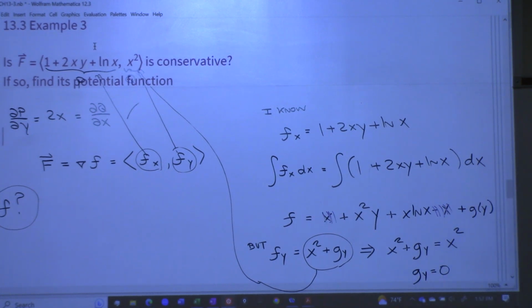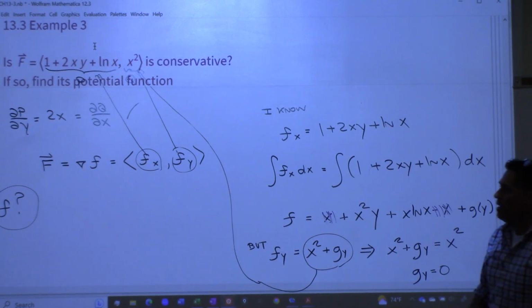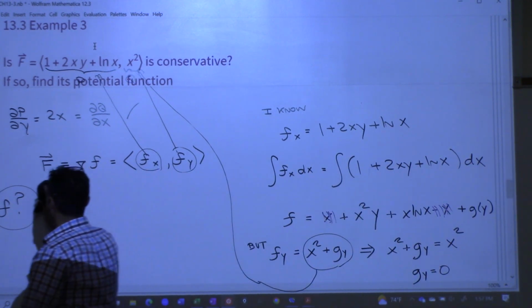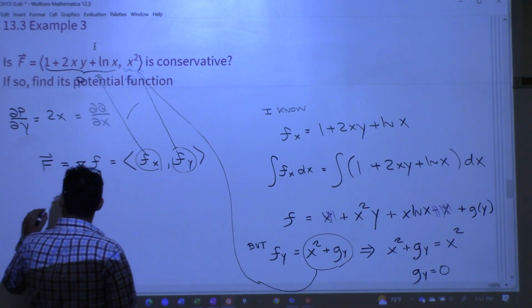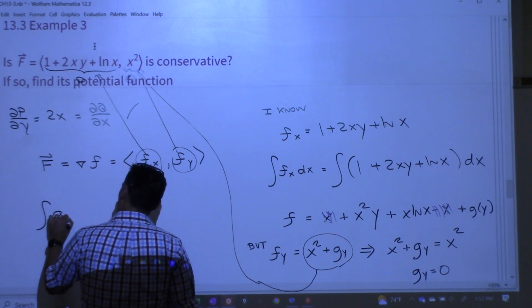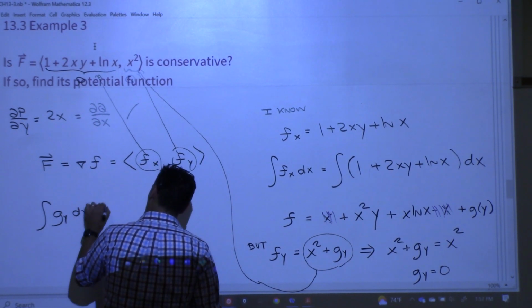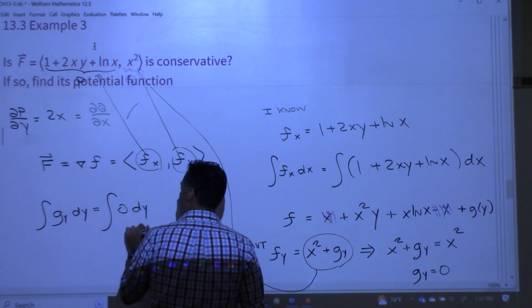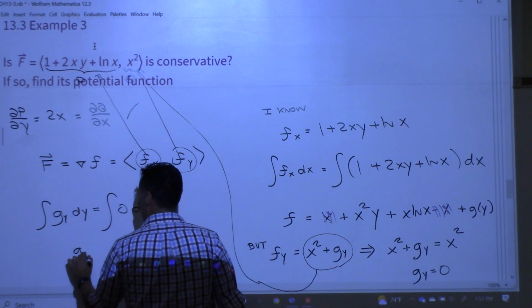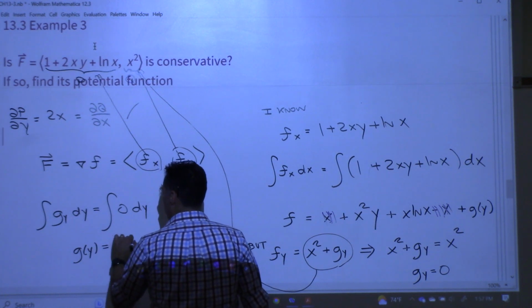And now I can tell you what g is by taking the antiderivative of that with respect to y, which should be a constant. And it won't have x's in it, and it won't have y's in it, for sure. So the integral of the partial of g with respect to y equals the integral of 0 with respect to y. So this is just g of y equals some constant.